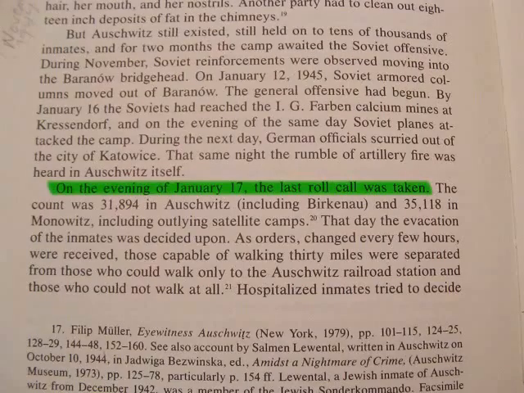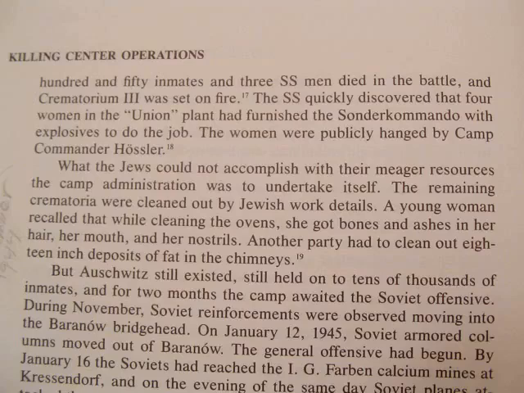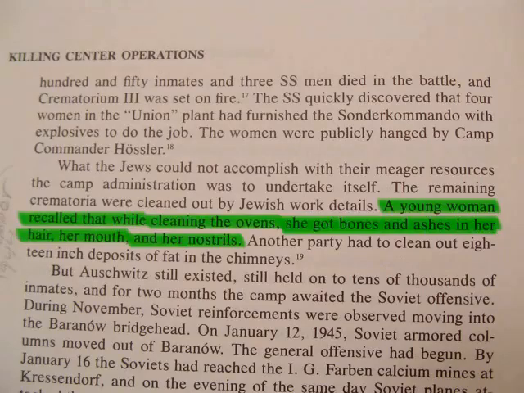On the evening of January 17th, the last roll call was taken. That means the alleged killing operations had been finished for nearly 2 months. They had even cleaned out the ovens and chimneys. Predictably, the account of cleaning out the ovens is over the top. A young woman recalled that while cleaning the ovens, she got bones and ashes in her hair, her mouth, and her nostrils.